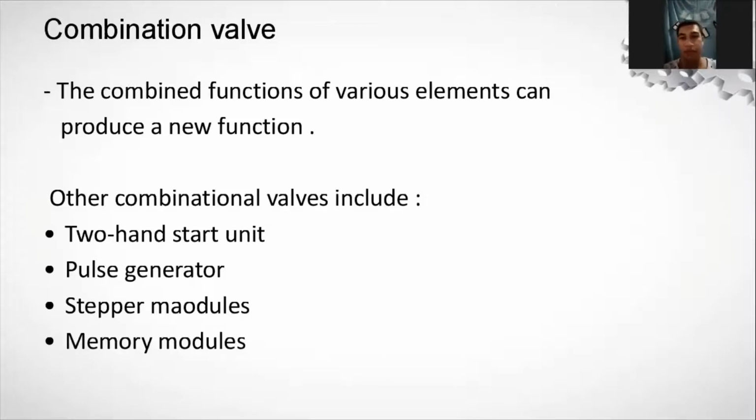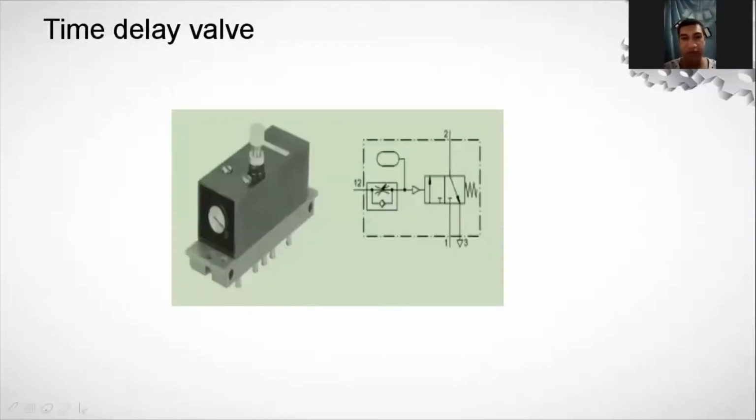Time delay valve. The time delay valve is used to delay the output signal. It is actuated by a pneumatic signal through the tank after a preset time delay has elapsed. It returns to normal position by a return spring when the signal is terminated.